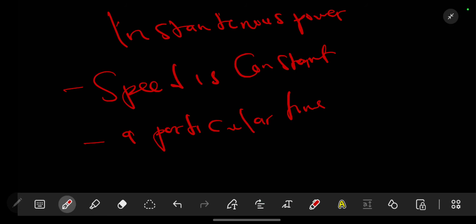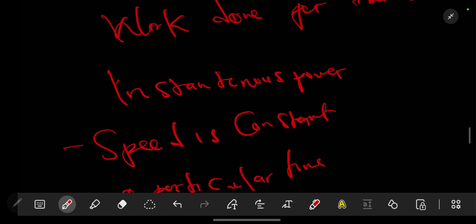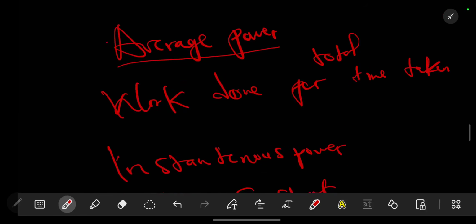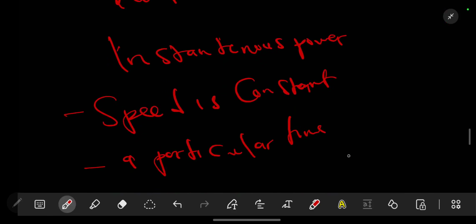Now, average power, you use it when you want to calculate the whole power. Maybe they tell you after 3 seconds. That is not instantaneous power, that is the average power. You will see when we look at a question.